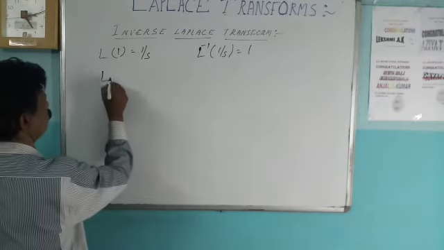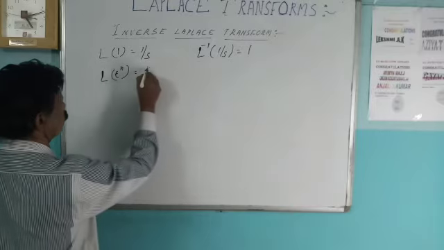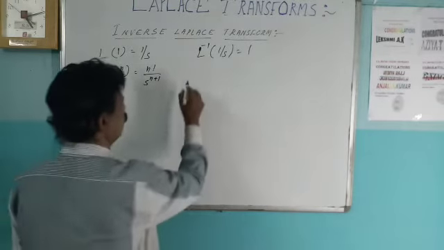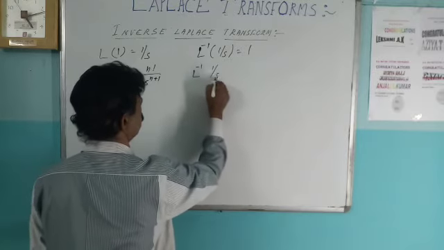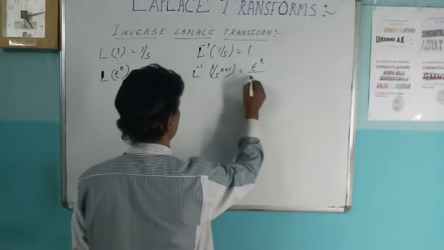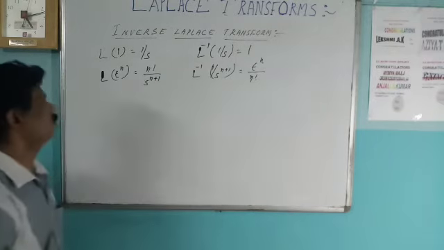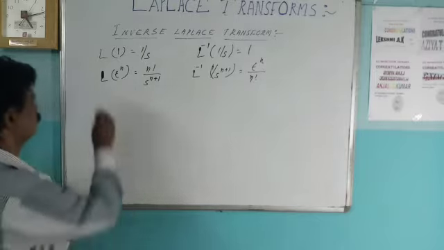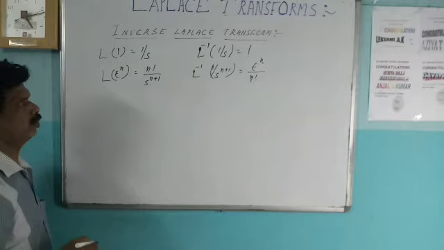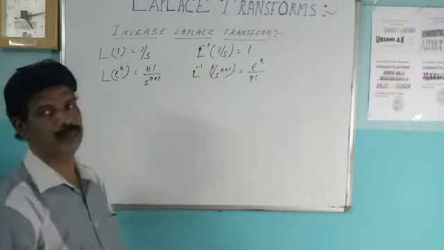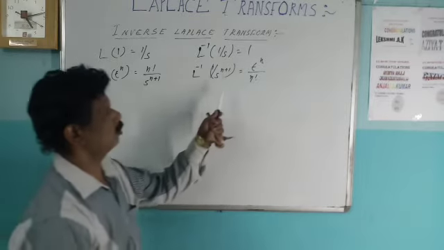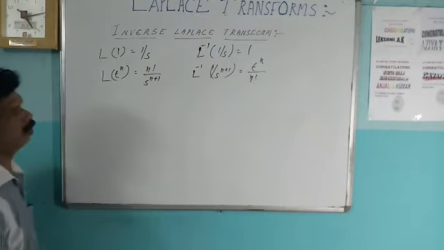Next, Laplace of t raised to n is equal to n factorial by s raised to n plus 1. Then Laplace inverse of 1 by s raised to n plus 1 is equal to t raised to n divided by n factorial.